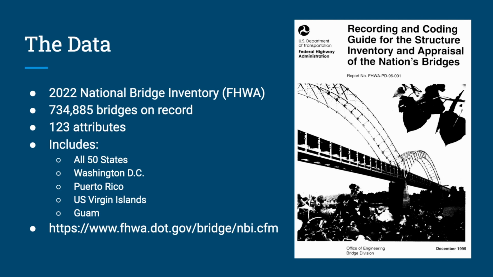To go with this data set is the recording and coding guide. And what that does is it defines each of the attributes. It defines any units of measurement that are needed to understand those attributes. Some of the attributes are recorded as codes, and so the recording and coding guide will define what those codes mean so you can translate each record into usable information about that bridge.